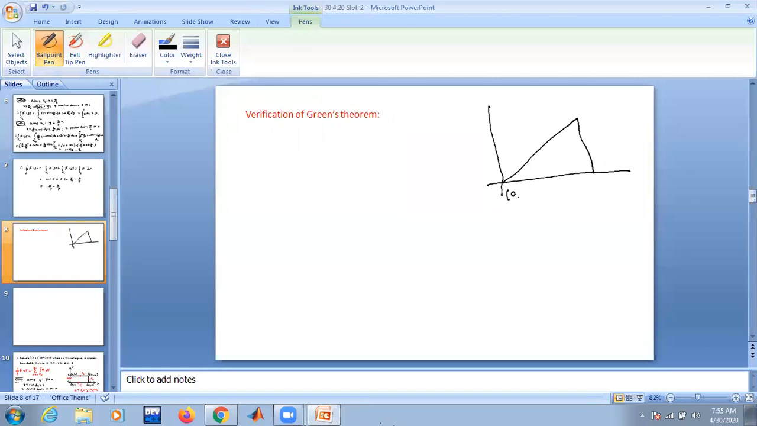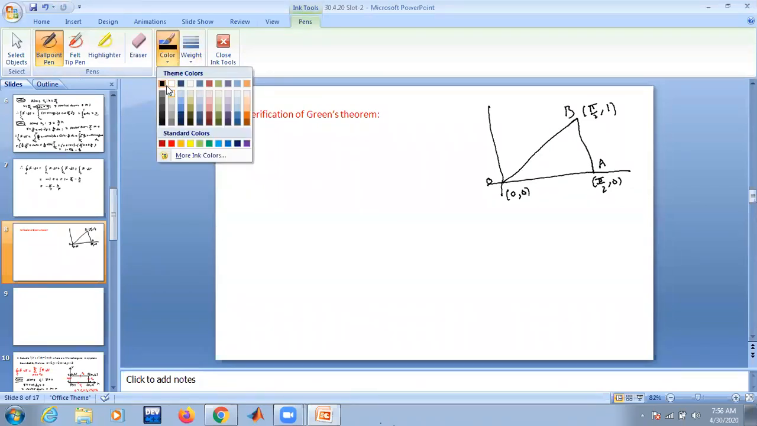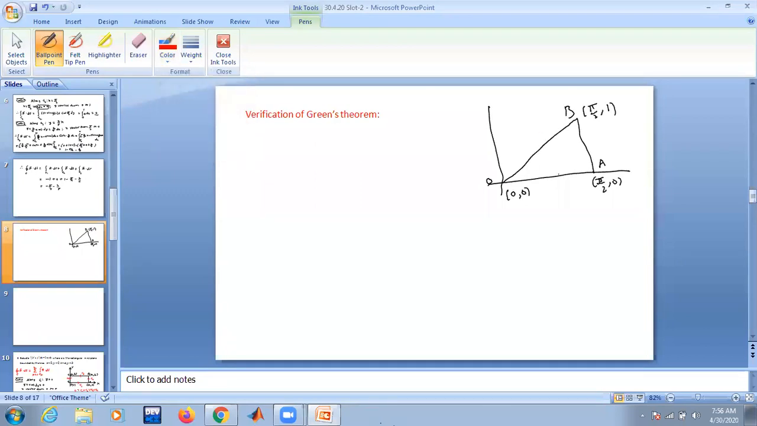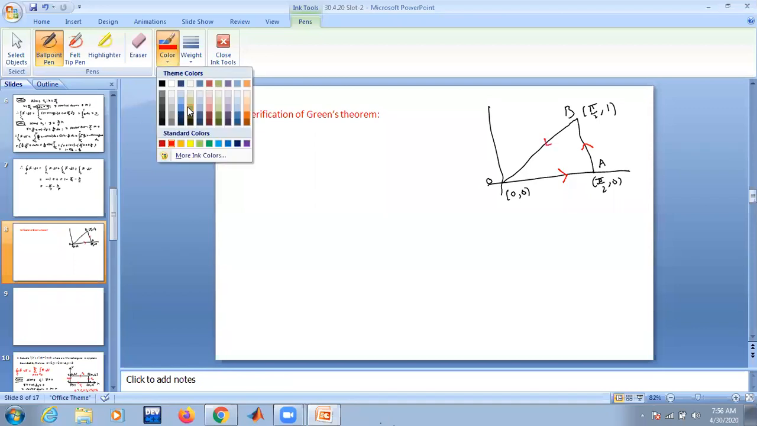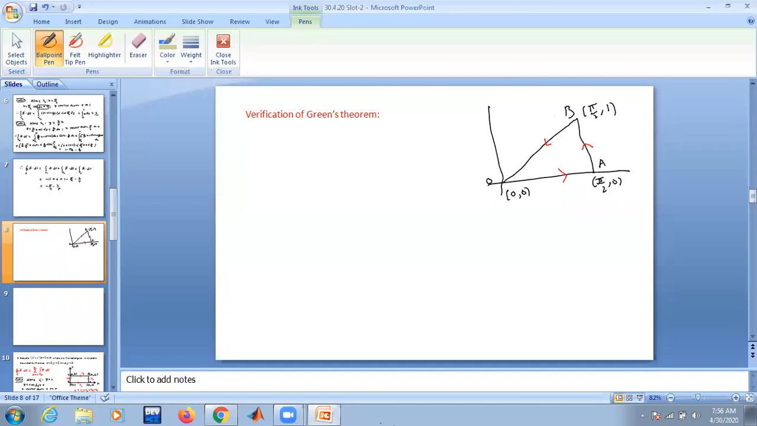So this is (0, 0), this is (pi by 2, 0), and this is (pi by 2, 1). Let me call it O A B. Let us give the orientation from O to A, A to B, and B to O. Let us shade the region which is inside C, like this.